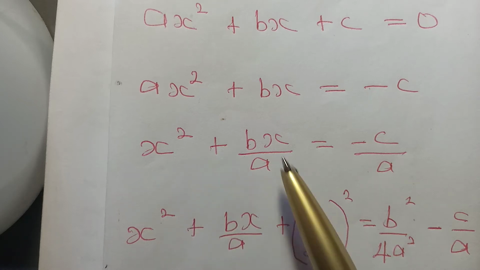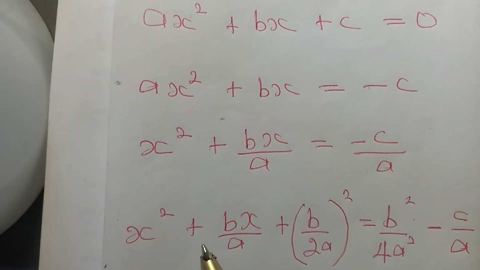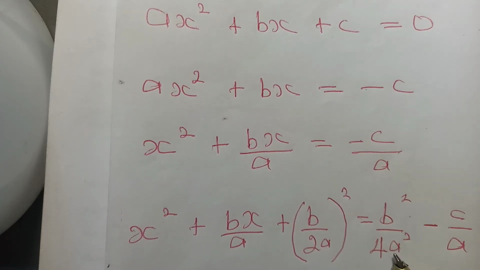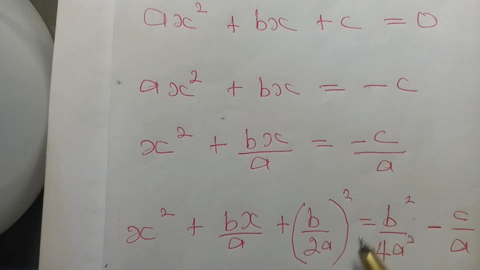So if you add it to this side, you have x squared plus bx over a plus b over 2a all squared equals to, if you open this bracket, you have b squared over 4a squared, because this square is affecting the entire content. Then this minus c over a is still this term.